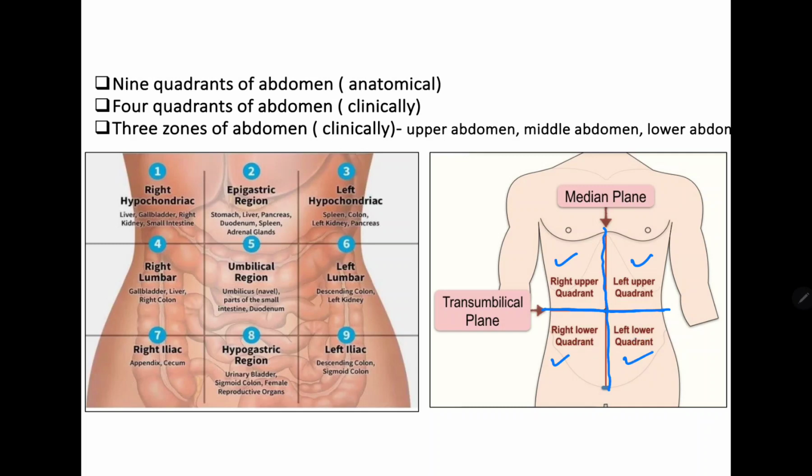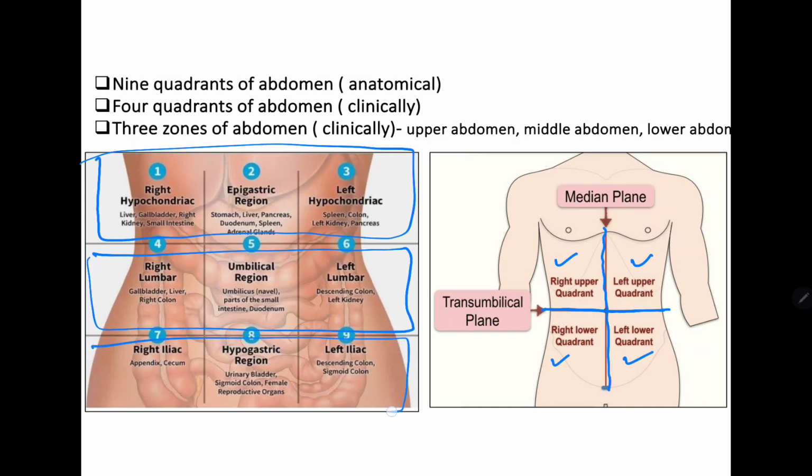Then again, some are using 3 zones. We have the upper zone, the middle zone and the lower zone. The upper zone is formed by the epigastrium, right hypochondrium and left hypochondrium. The middle zone is the umbilical region, right and left lumbar, and the lower zone is the hypogastrium along with the right iliac and left iliac fossa. They are the quadrants clinically.